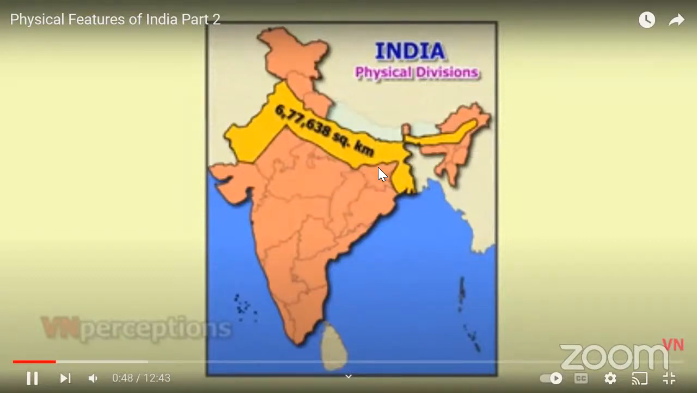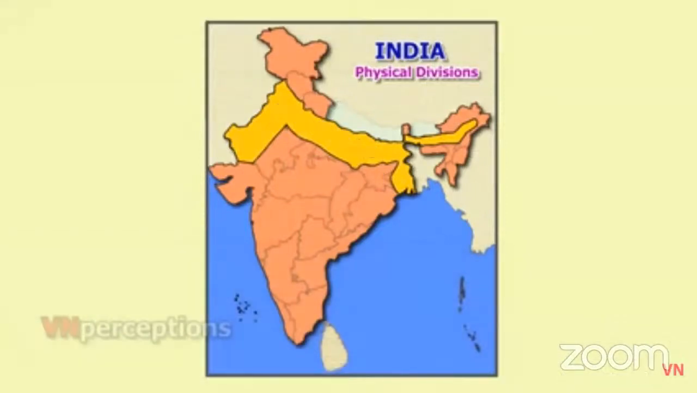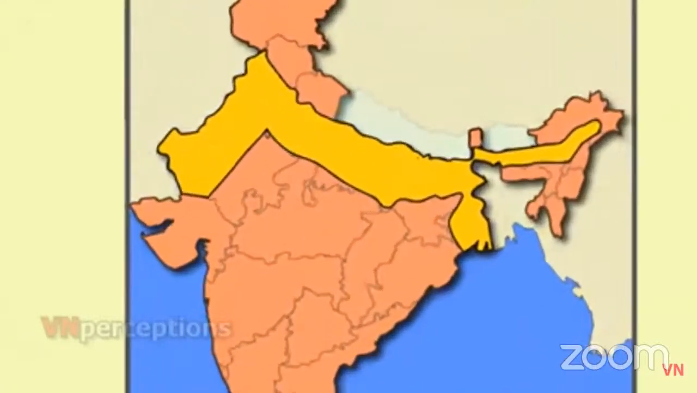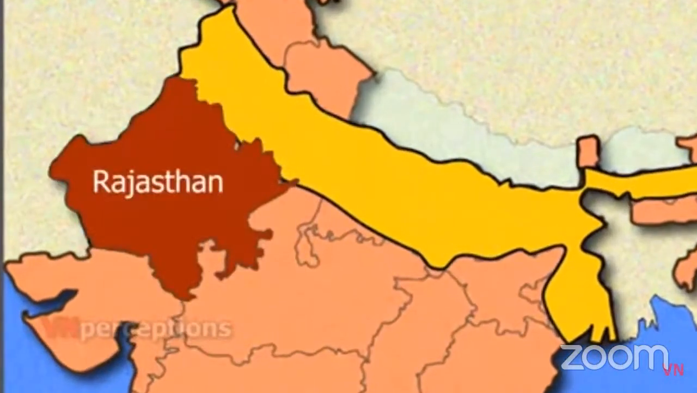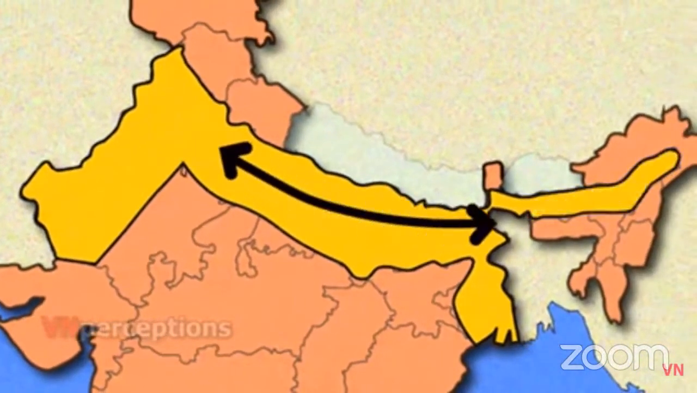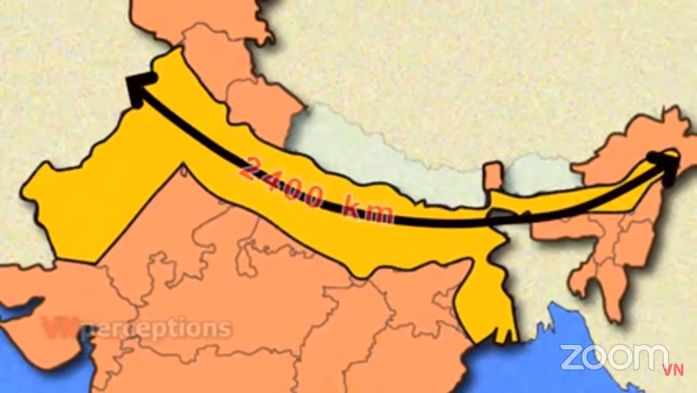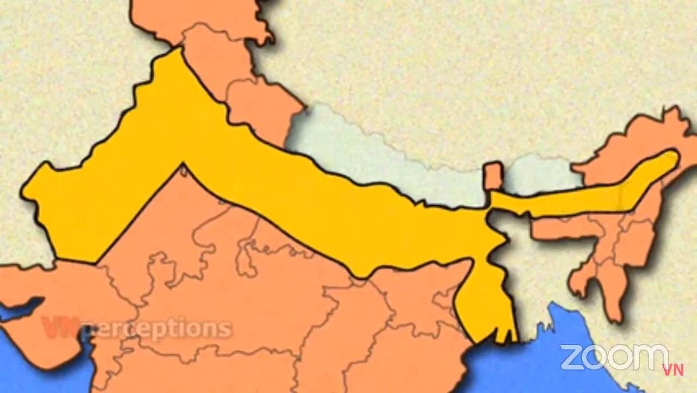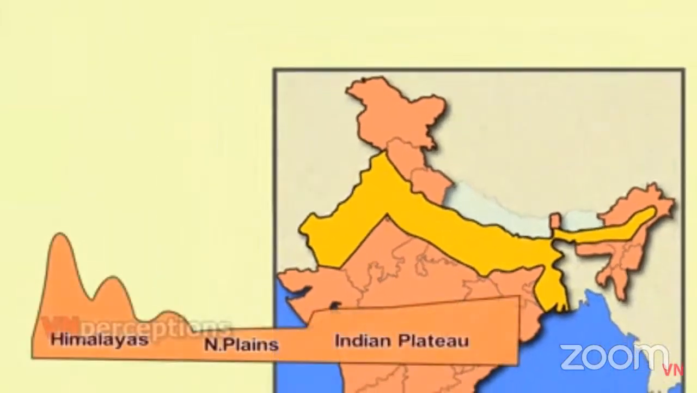This plain is mainly made up of alluvium deposits brought down by the Himalayan rivers. The North Indian plain stretches from Rajasthan in the west to Assam Valley in the east. It has a total length of 2,400 kilometers. The width varies between 150 to 500 kilometers. The North Indian plain has an average elevation of 150 meters.